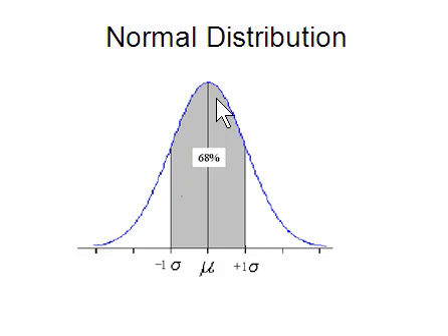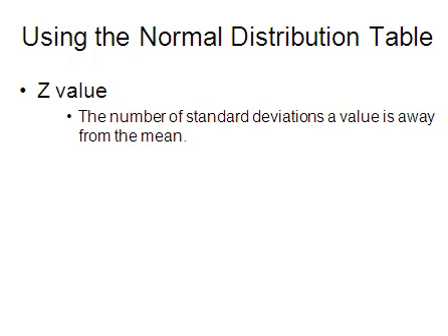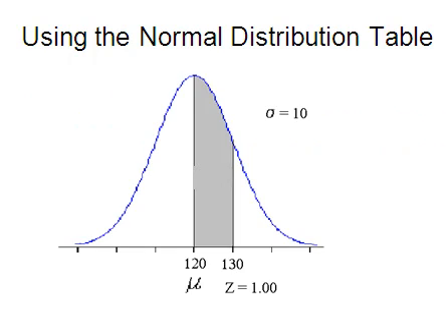Finding the area under a curve is a calculus function, and since we don't have calculus available to us, we're going to use a table that's in the back of your statistics book called the z-table, or the normal distribution table. This table is all based on something known as z-values. And a z-value requires us to translate a number into a z-score. The z-value is simply the number of standard deviations a value is away from the mean. That's what a z-value is, and that's what the table uses.